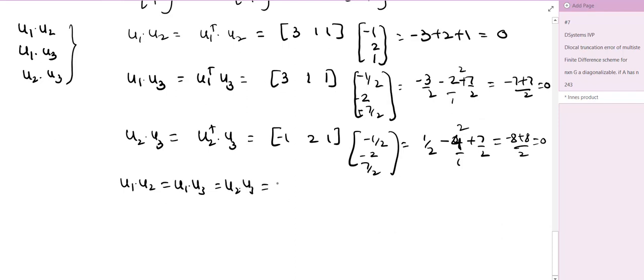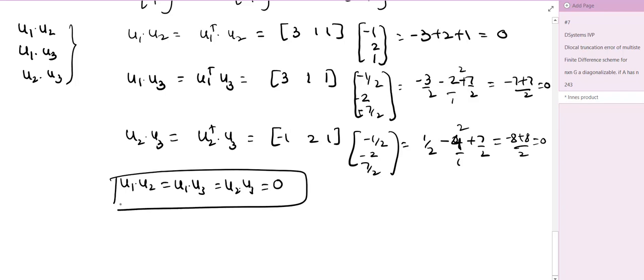Hence, all the possible distinct pairs of vectors are orthogonal. Hence, the collection u1, u2, u3 is orthogonal. This is the orthogonal set. Okay, this is how we define orthogonal sets.